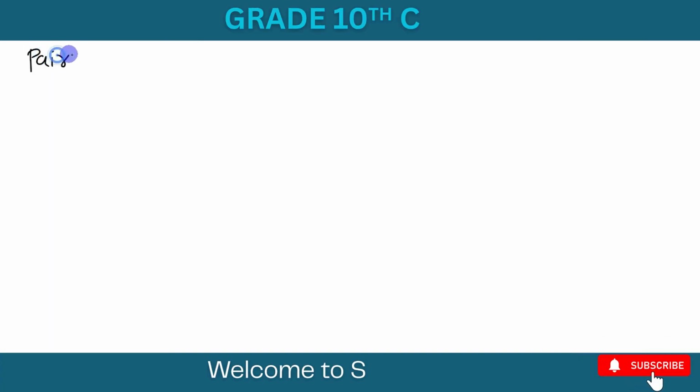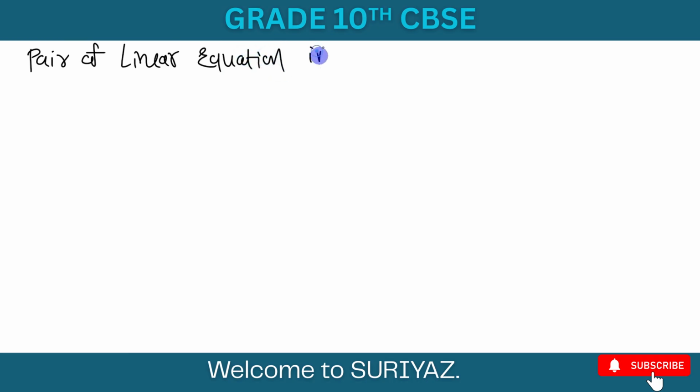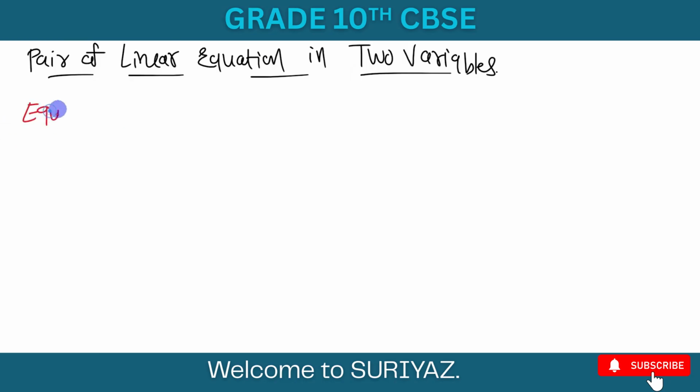Hi students, today we are going to start the new chapter, pair of linear equation in two variables. So let's start from the beginning, only the basic. First of all, what we have to understand is the word equation. So what is the meaning of equation?